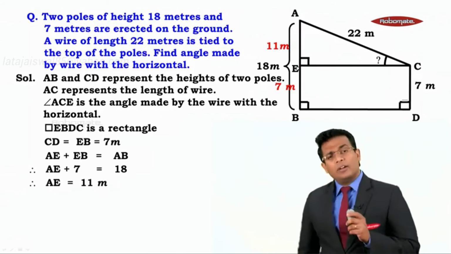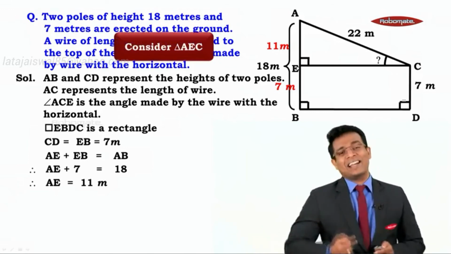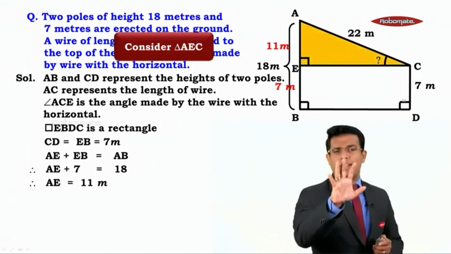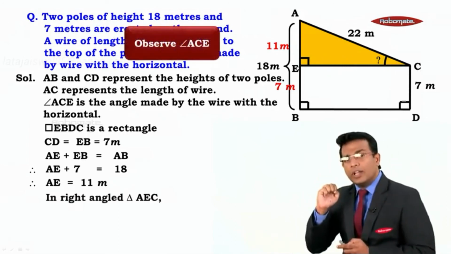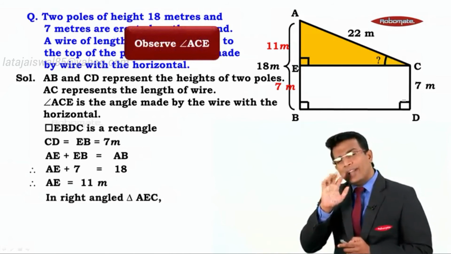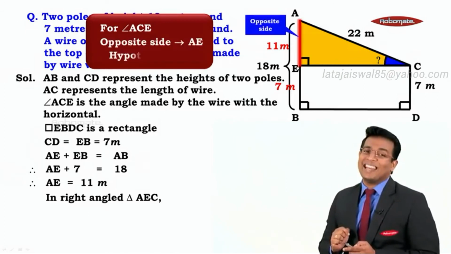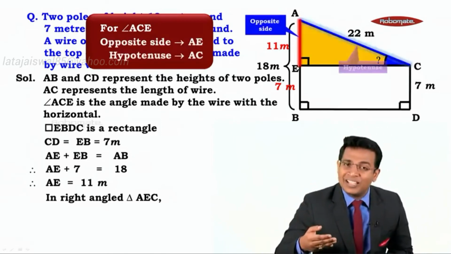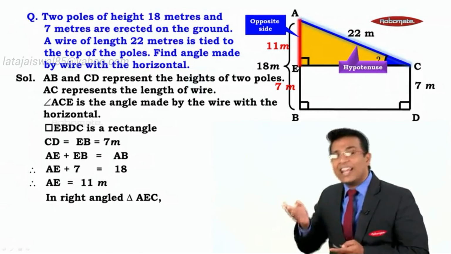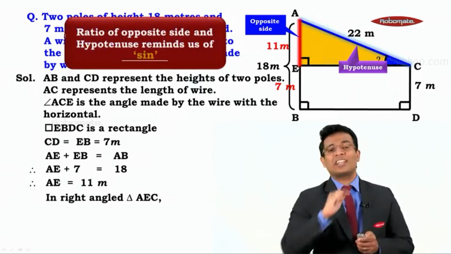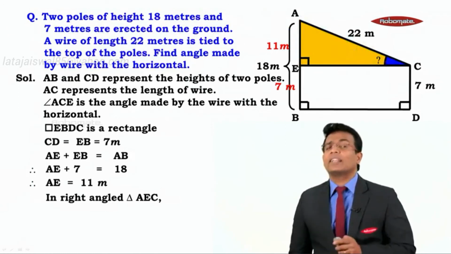Now we are supposed to find the measure of that angle ACE. That angle belongs to a right angle triangle AEC. So focus on that right angle triangle. In that right angle triangle, we want that acute angle ACE. Now for that angle, observe which sides are given to us. We have the length of AE, which is the opposite side. And we have the length of the hypotenuse, which is AC. So we are talking about a ratio which will involve the opposite side and the hypotenuse, and that ratio is nothing but sine. So we are going to use sine for that particular angle, that is angle ACE.